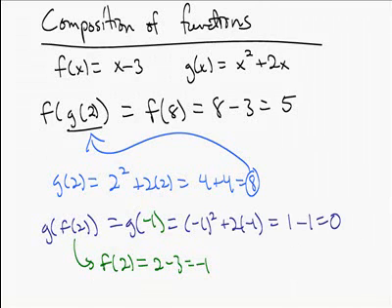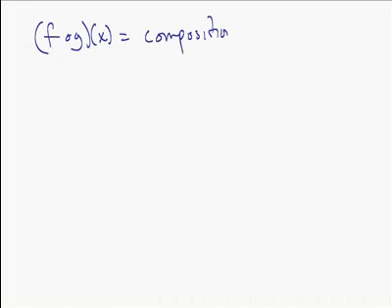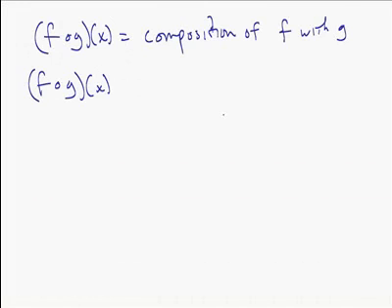Well, we have a name for this when we take one function, evaluate it, and then put the result into a different function. That's called the composition of functions. So if we take f composed with g of x, that's the composition of f with g. We have a new function called f composed with g. This is a circle here. It's an operation. The notation for that is just a circle.